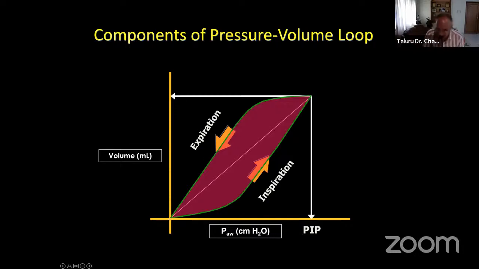See, if you are talking of a volume mode or a volume limited mode, that means this line is fixed. So whenever the compliance changes, tidal volume will be generated 400 ml, but the pressure will keep on moving in this direction. In a pressure mode, this will be set. The volume line will be moving down. So you can understand modes also by looking at this. I have not put those slides because of want of time. In the slides that I'm going to send, I put that also. You can go through that.